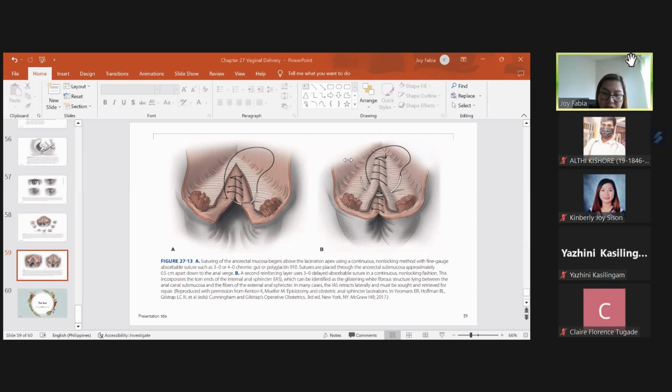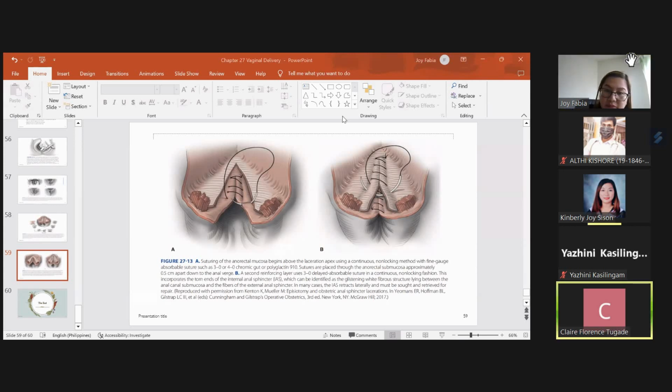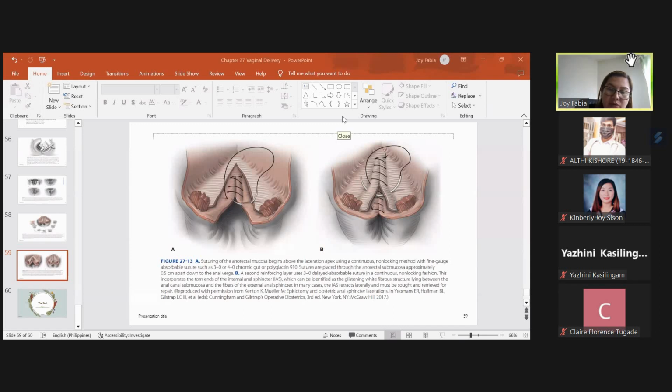Do you have any questions regarding this lecture, or did you understand it? The difficult part here is actually the shoulder dystocia, and you have to know all the maneuvers. During your clerkship, what year are you now? Second year or third year? Second year po.